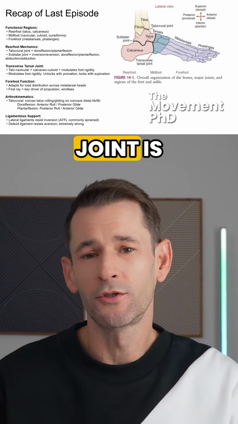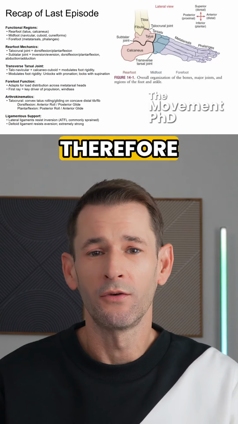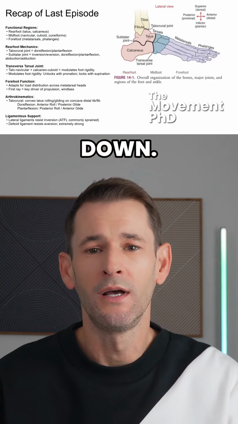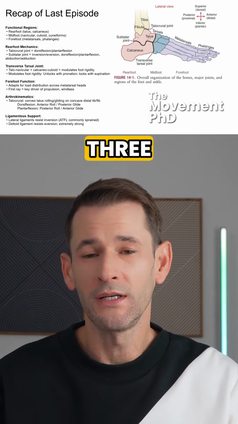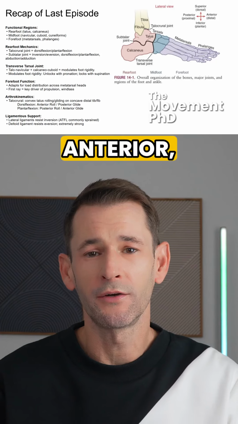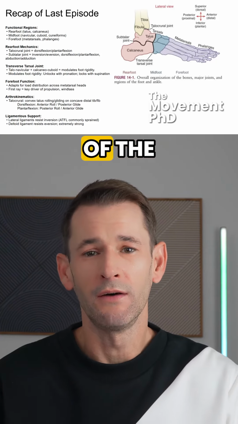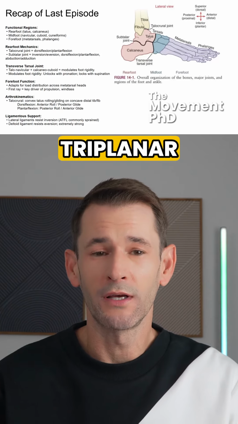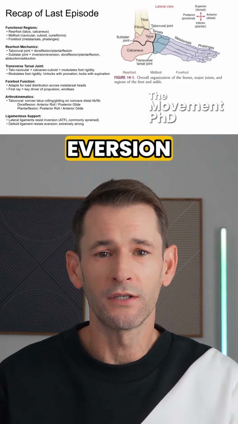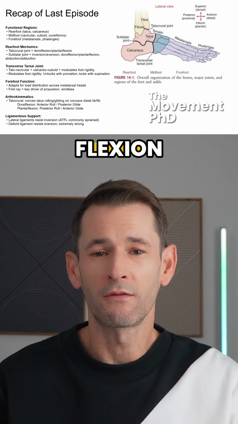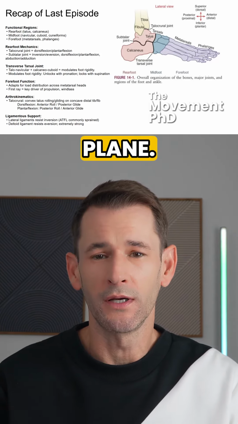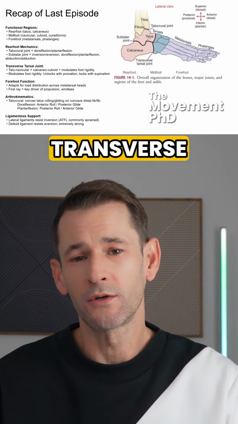The talocrural joint is a synovial hinge joint, so its primary motions are in the sagittal plane: dorsiflexion, toes up, and plantar flexion, toes down. The subtalar joint has three plane joints between the anterior, middle, and posterior facets of the inferior talus and the superior calcaneus. It allows for triplanar motion of inversion and eversion, frontal plane, dorsiflexion and plantar flexion, sagittal plane, and abduction and adduction, transverse plane.